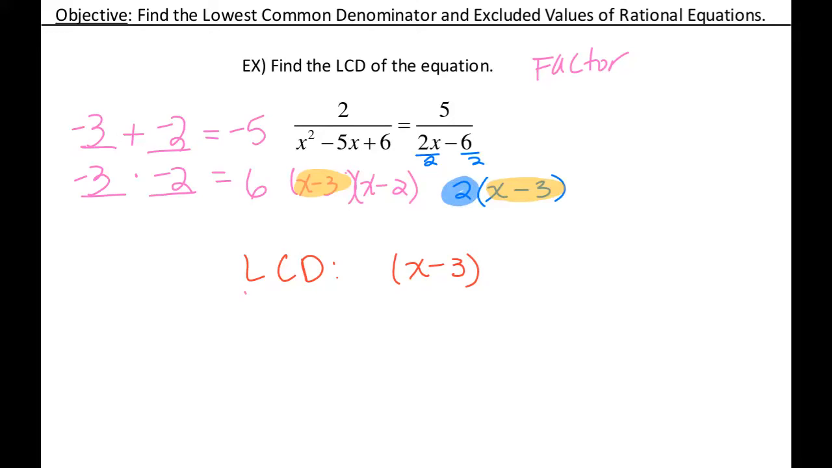The 2, though, it's a single term, so you want to put that in the front. The 2 goes out front because it's a monomial. And then I have also this x minus 2 left over. So the x minus 2, I'm just going to add it to the end.